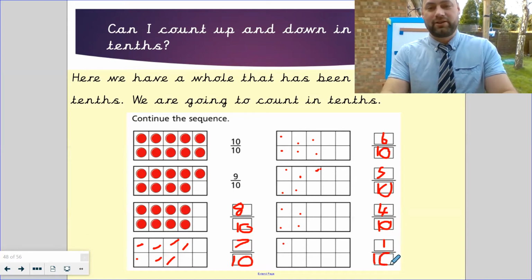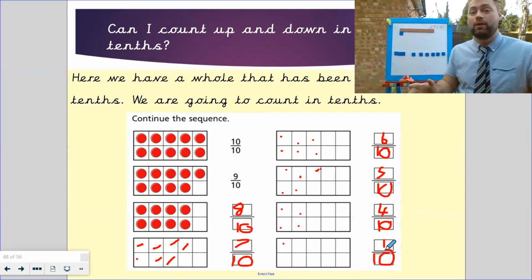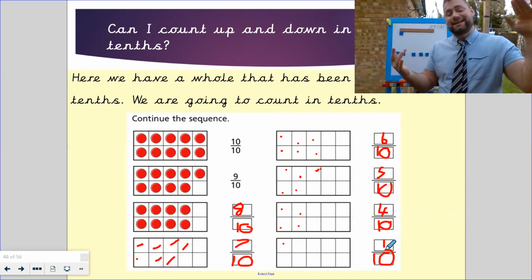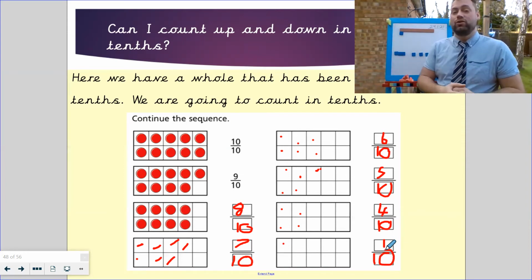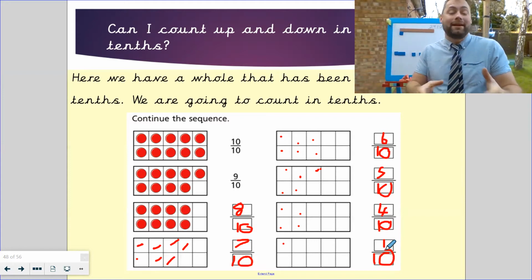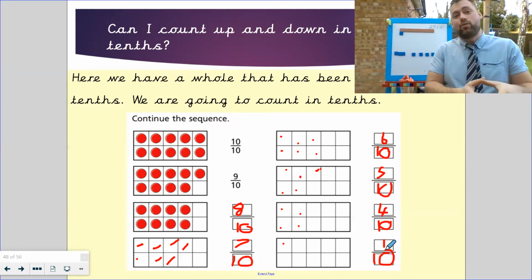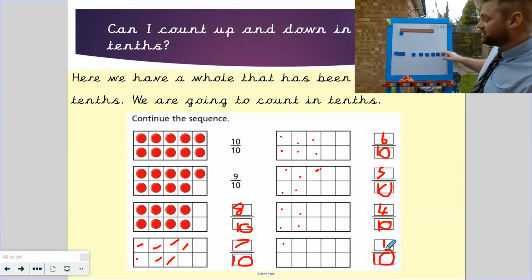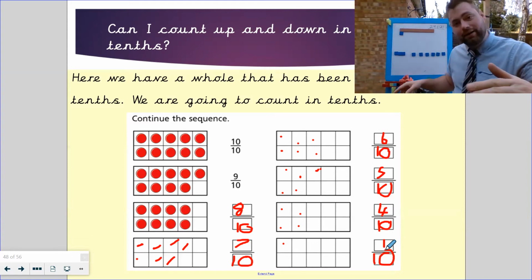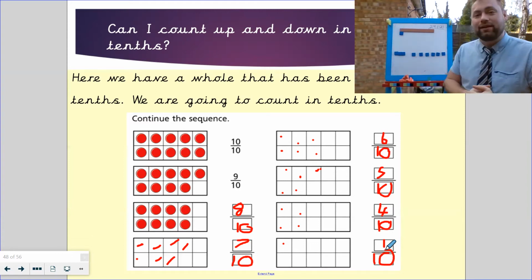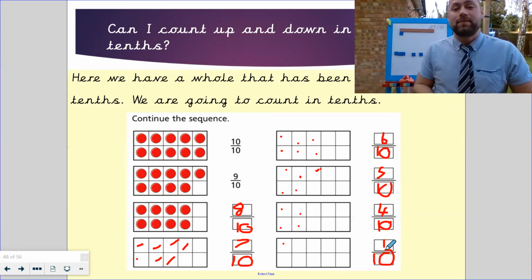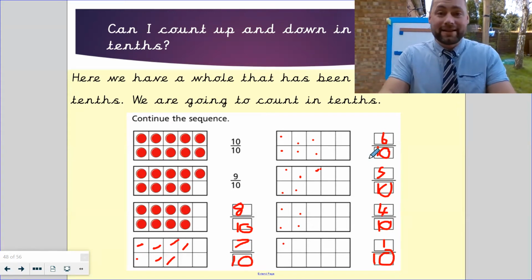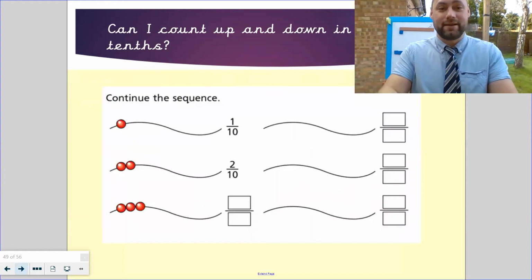Okay. I've been a bit cheeky there, but I just wanted to show you that you're simply just taking away or adding to the numerator depending on how many tenths you've taken away or added. So we were just taking away 1 and going down in ones, and at the last we've taken away 3 from our numerator there. And that's it. That is counting up and down in tenths.